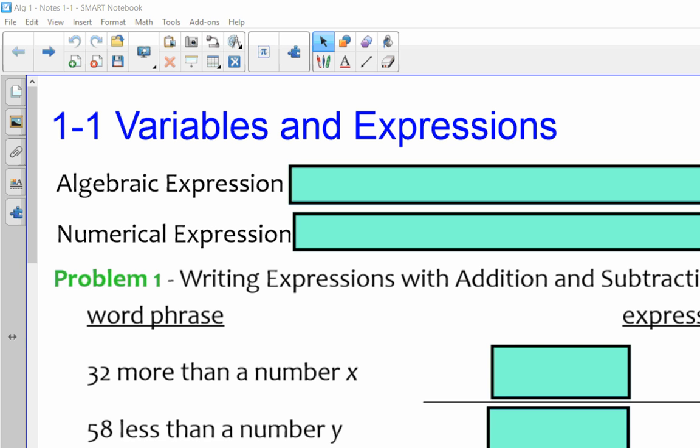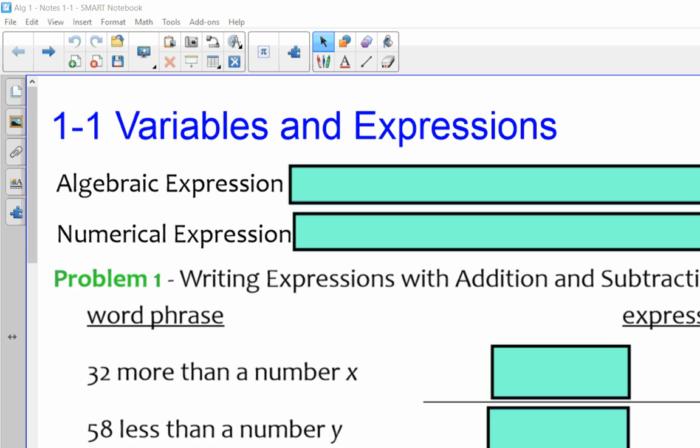Hey everybody, this is the notes for 1.1. We have some definitions here at the top, so if you could write them down. First one's algebraic expression, and the second one's numerical expression. And as you're doing this video, you can pause and play it whenever you feel you need to.